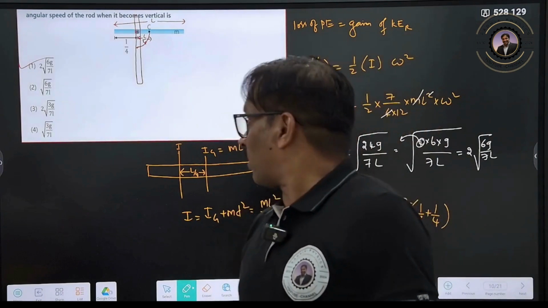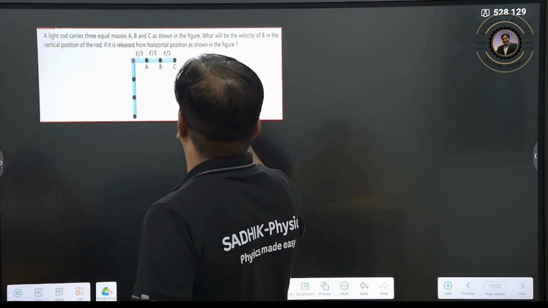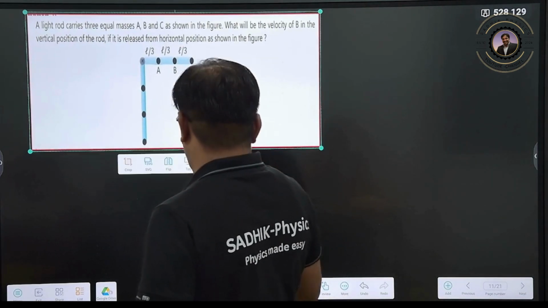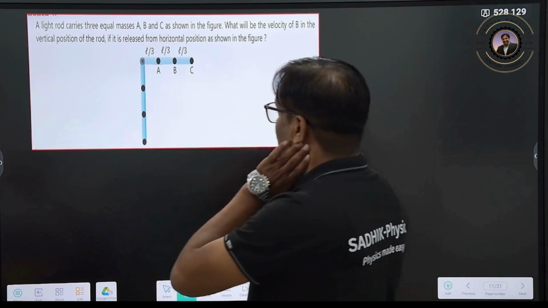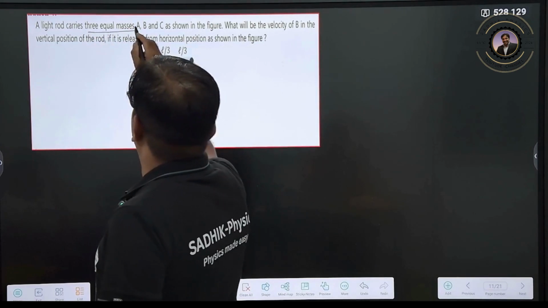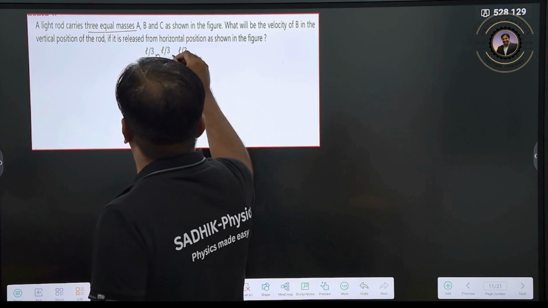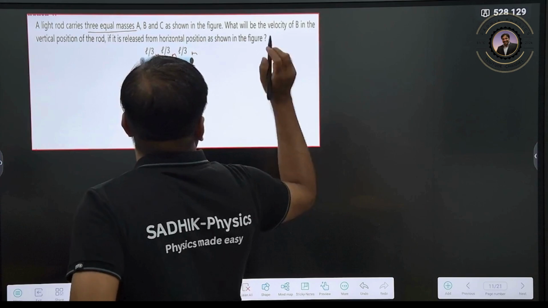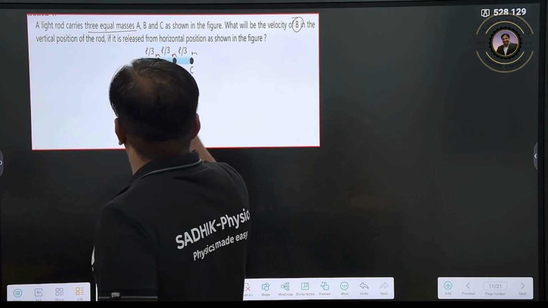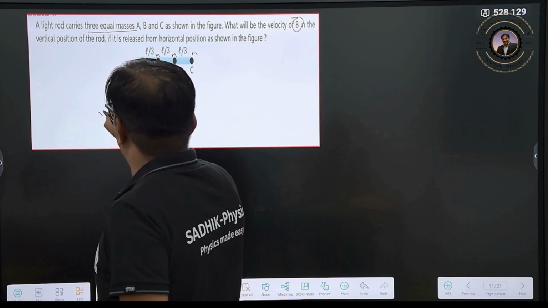Right? We will see one more question now. Clear? Now, there is a light rod which carries 3 equal masses. These 3 equal masses are A, B, C, right? Suppose each is m, therefore it is m, it is m. So what will be the velocity of B in the vertical position? That means this B will come to here. We want to calculate the velocity of this B.